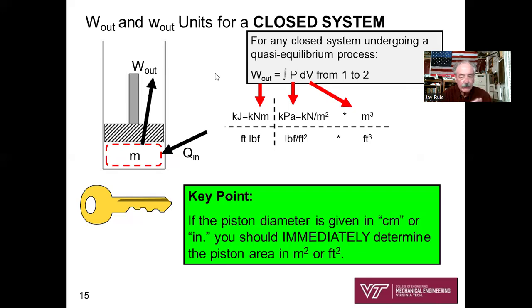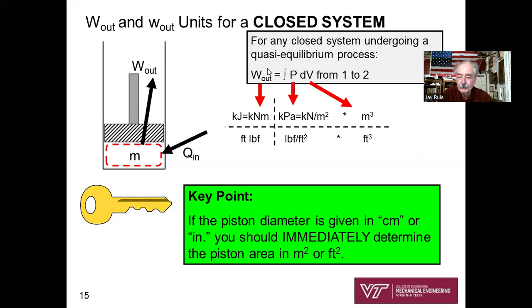In your head, without going to a formula sheet, if I said you've got a closed system undergoing a quasi-equilibrium process, how will you determine the work done, capital W out? How do you get that? It is my hope that, without using a formula sheet, you have in your head from your practice and learning so far that for a closed system, quasi-equilibrium process, W out is the integral of P dV, the area under the curve of a PV diagram.